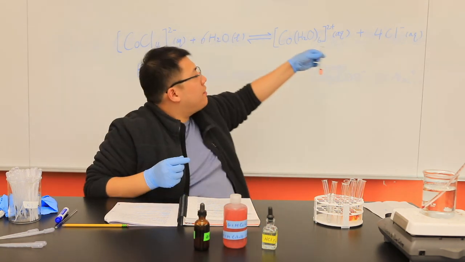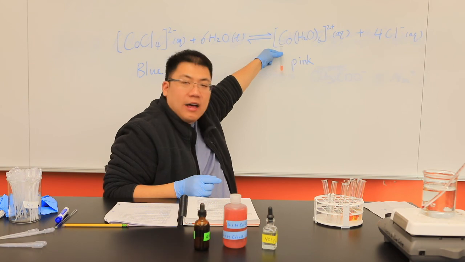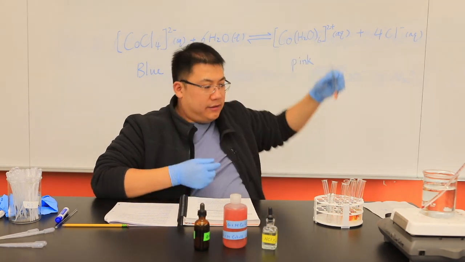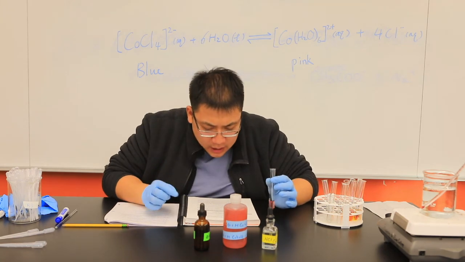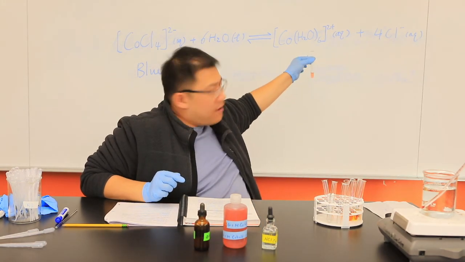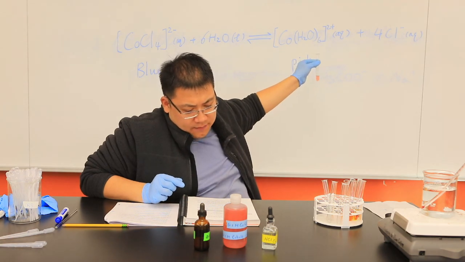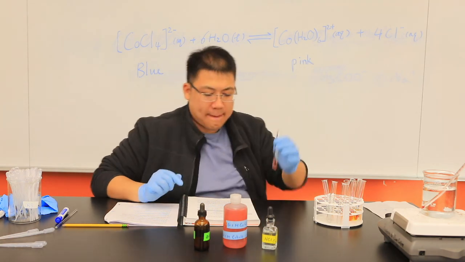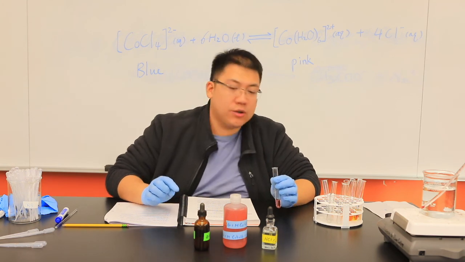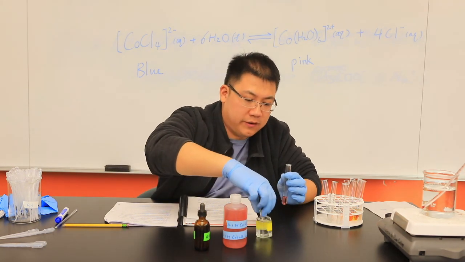Okay. Again, this is the pink color of the hexaaqua cobalt(II) ions. Okay. Record the color of this in line 17 of your data sheet. I'm going to add 1 drop of the concentrated HCl to the system.